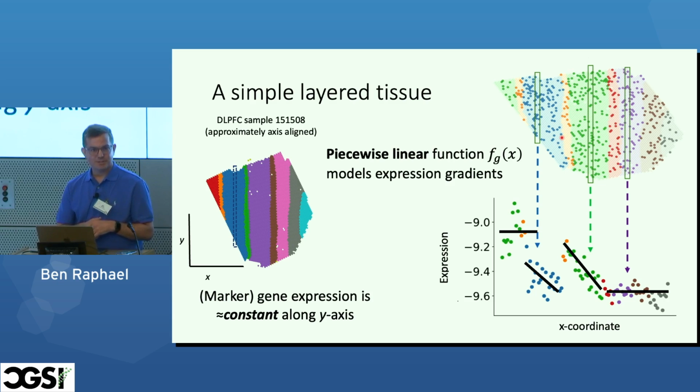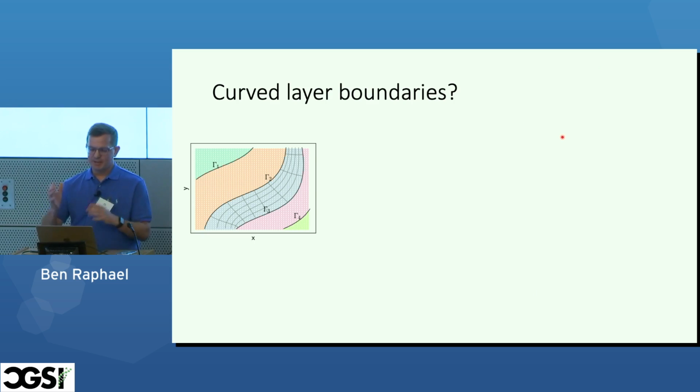Now, this was a really simple case, right? Everything was lined up with the axis. Of course, that's rarely true, even for the tissues that I showed you, although this one is real data. But in general, these layer boundaries are going to be curved. So how might we deal with these curved layer boundaries?